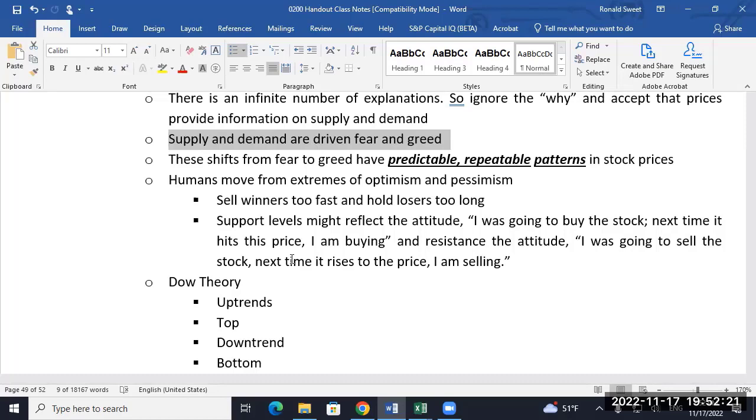I mean, a good example is the retail investor. The retail investor hates to sell losses, so they hang on to the bitter end. And at the bitter end, they finally sell. That's when the institutional investor is buying. And there are indications like that.